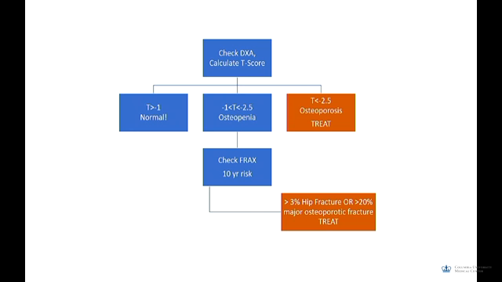So here's whom do you treat? If it's greater than -1, that's normal, don't treat. If it's less than -2.5, that's osteoporosis, definitely treat it. If it's in this intermediate phase of osteopenia, there's another thing you can calculate called the FRAX score, and there's a calculator online that takes in all of these other factors into consideration, and it gives you your 10-year risk of fracture. And so if you have a greater than 3% chance of hip fracture or greater than 20% chance of major osteoporotic fracture, then you treat.